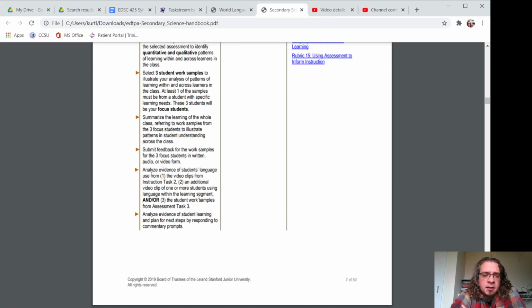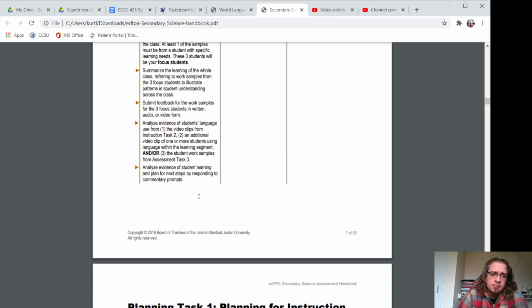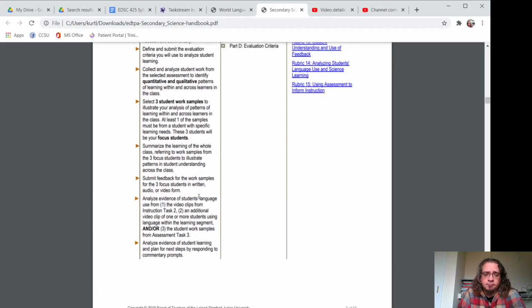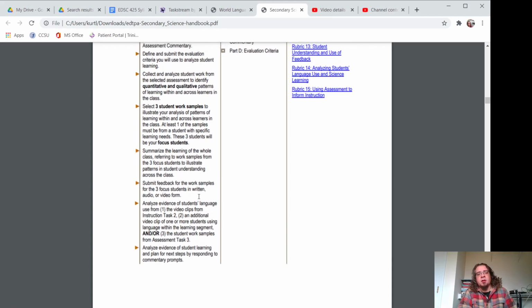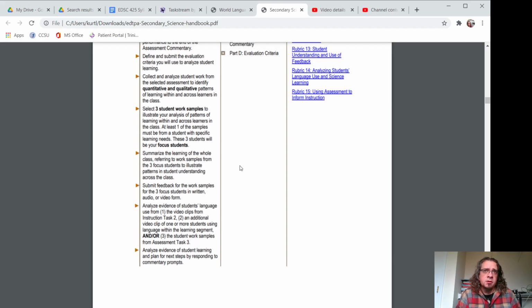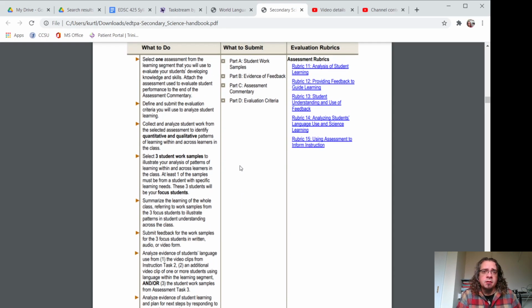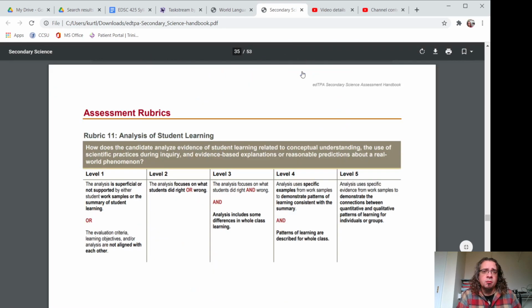Last but not least, analyze evidence of student learning and plan for next steps by responding to commentary prompts. So at the end of this, you need to sort of show where it goes from here, and provide evidence for your rationale. In other words, looking at what students did to give you a heads up for what you need to go ahead and do. All right, so we're going to jump to rubric 11.